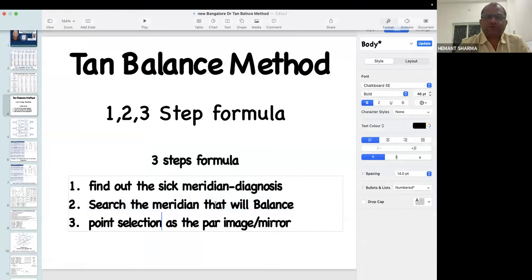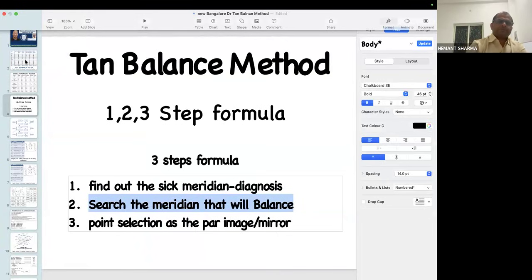So one mother can get support from 5. In the same way, whenever any meridian is having some problem, there are many meridians ready to support. Now this is our responsibility to find out which meridian will be able to balance. So search the meridian that will balance. So now how to search the meridian?